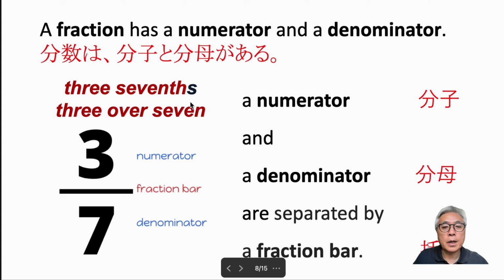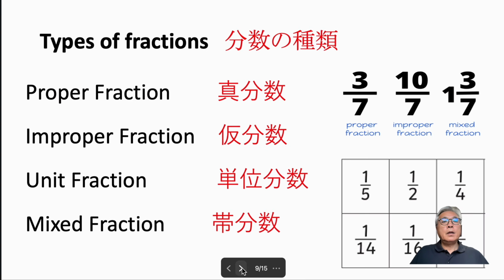このバーによって分かれています。Alright? So this is a little bit difficult, but you don't have to understand everything. But later, please try to understand these types of fractions. One is proper fraction, 真分数. Improper fraction, proper ではないという意味ですね。Improper fraction, 仮分数.